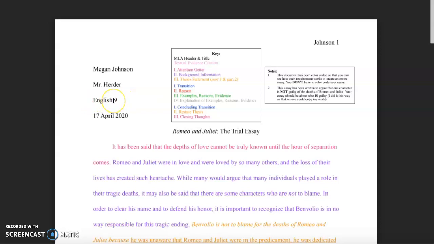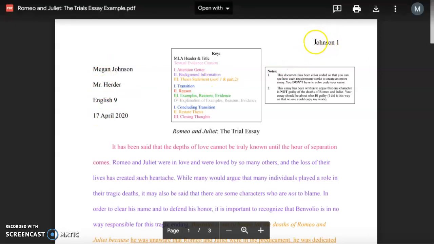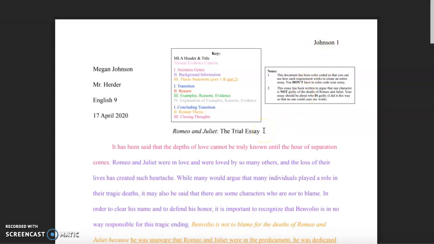Please don't use Core 1 or Core 2. Instead, call it the class name, which is English 9. And then you're going to give me the due date of the paper, which is the 17th of April of this year. Also notice that this is in Times New Roman 12-point font, and it's been double-spaced. In the upper right-hand corner, you're also going to provide your last name with the page number. And then, because this is MLA, be sure to also include a title.